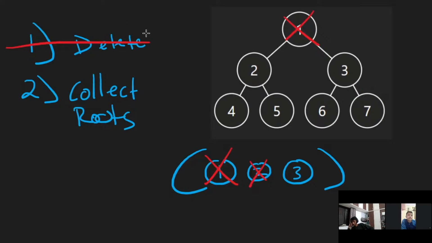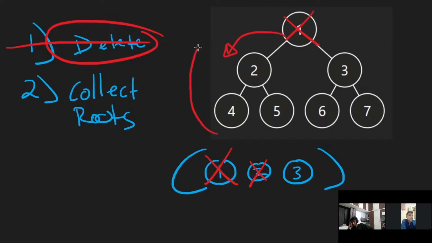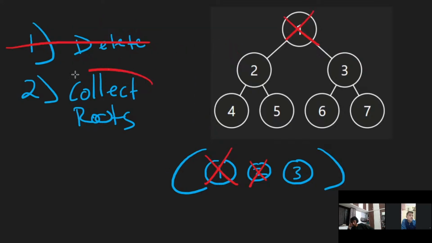You probably recall me saying that we're actually going to do it bottom up, but the bottom up deletions were when we were actually removing the nodes from the tree. By removing, I mean manipulating the pointers. That's the part that we're doing bottom up. But in terms of collecting the roots, that's what we're actually doing top down. So that might be kind of confusing.